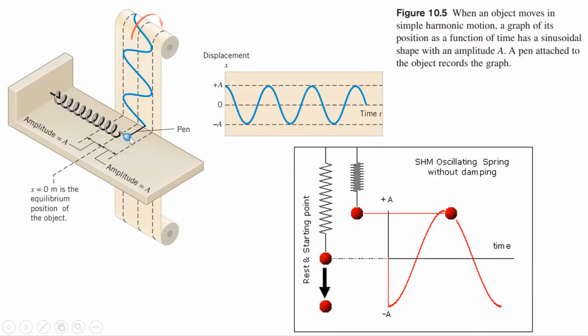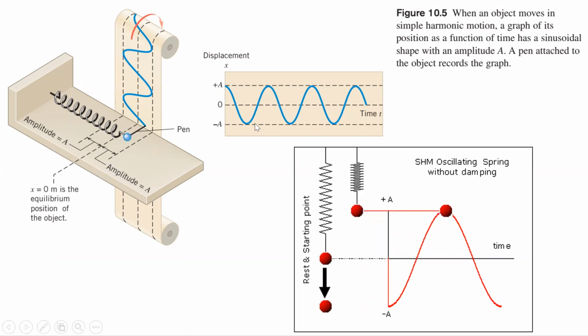Now, we already observed with our simulation that when an object moves in simple harmonic motion, a graph of its position as a function of time has a sinusoidal shape with an amplitude of A. When a pen is attached to an object, it records the graph, as we can see here in the left figure. The sinusoidal shape is the same as the sine wave or the sine function in trigonometry.